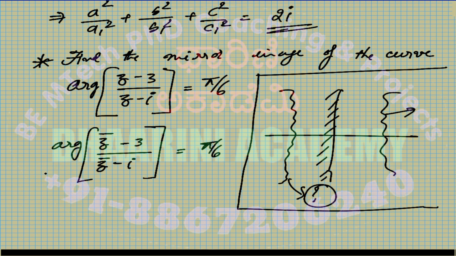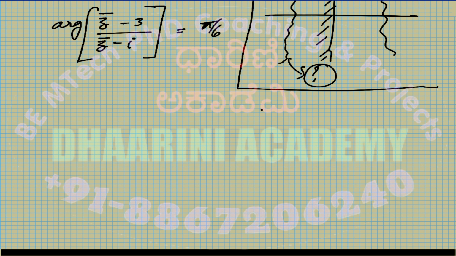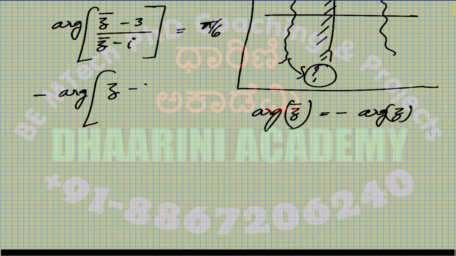So one of the four answers will be slightly modified from this, because we have one property. The property is like this: if you have argument of z bar, this is nothing but minus of argument of z. Right? So since both numerator as well as denominator have the z bar, you can write this as minus argument of (z minus 3) divided by (z minus i). I'm taking a minus outside, so z bar is minus, so in the denominator it becomes plus i. Okay, so plus i should be equal to pi by 6.